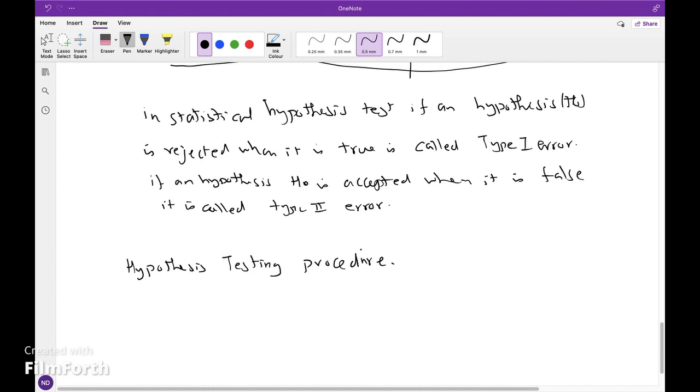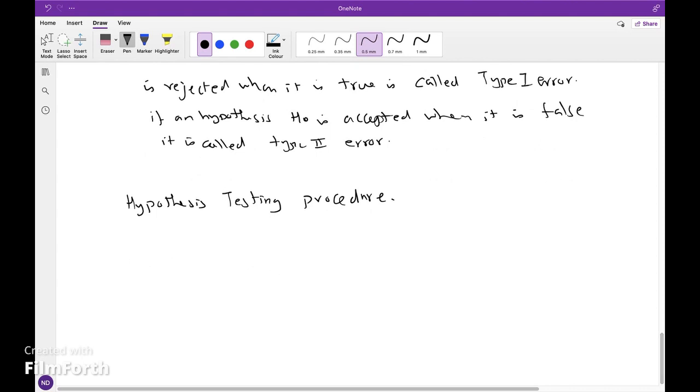In these situations, the attention is focused on the direction of the deviation, either on both sides or only one side. So, there are two types of tests. One is the one-tailed test, another one is the two-tailed test. First, we are going to see the one-tailed test.